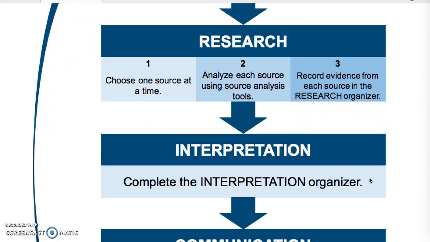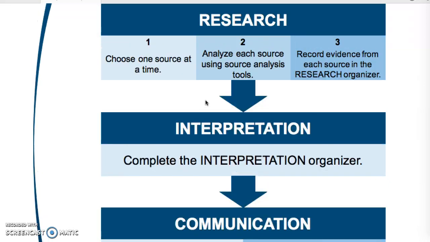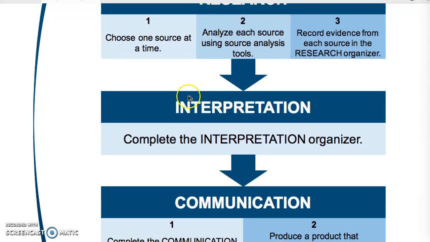After the research step is interpretation. This is basically the step that allows you to take all of the evidence that you've gathered from the different sources and make sense of them, see any similarities or differences between the sources, seeing whether any sources contradict your initial thoughts, and seeing whether there is a pattern in the sources that would guide you towards developing a claim.